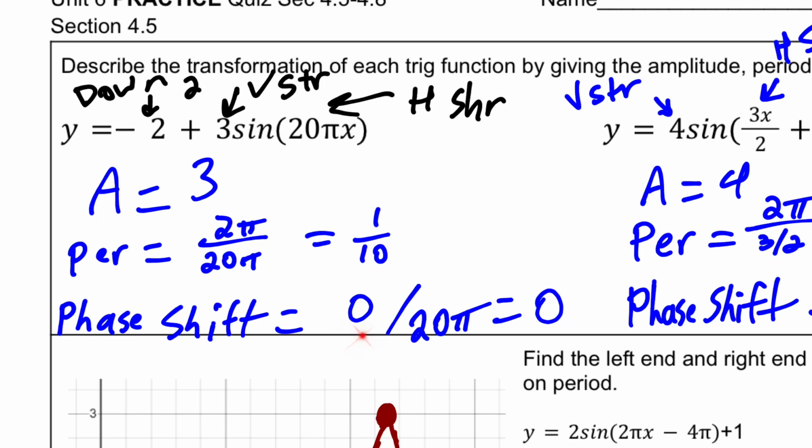And our phase shift is c over b. And since there is no c value, it's just 0. We start at the same place. It's just that cycles happen far, far quicker. And there's a vertical stretch, and they're moved down.